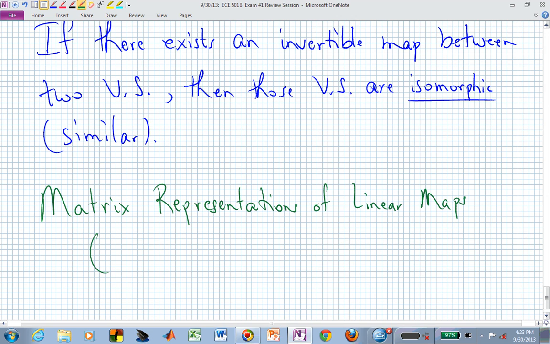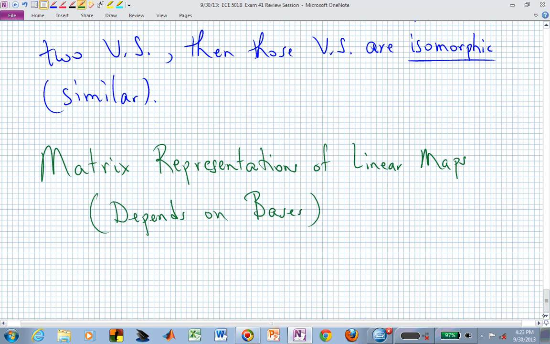And those matrix representations depend on the basis that we're using for the input vector space and the output vector space.